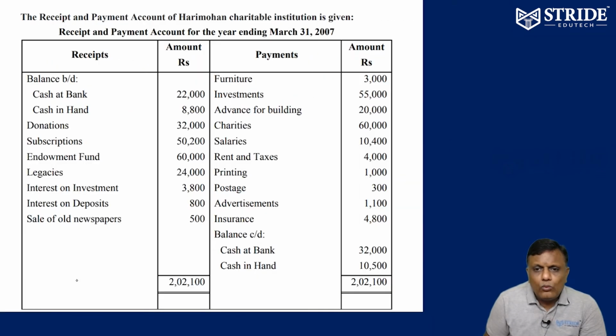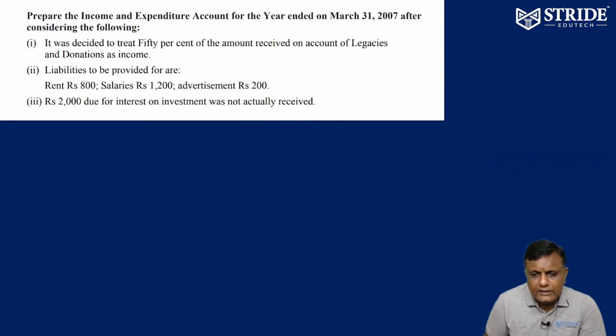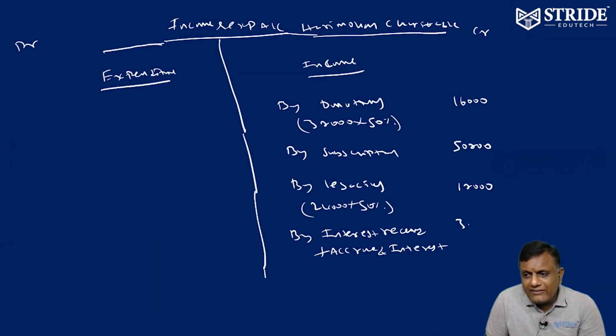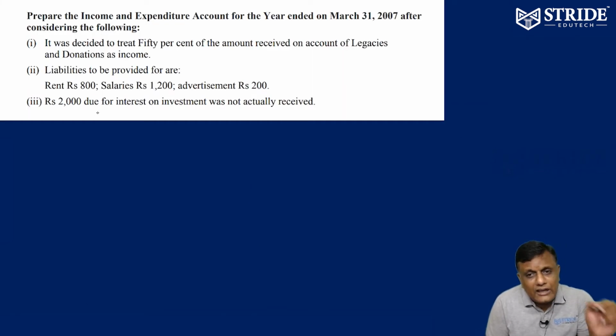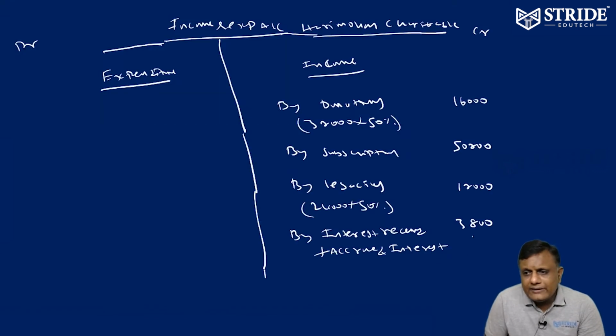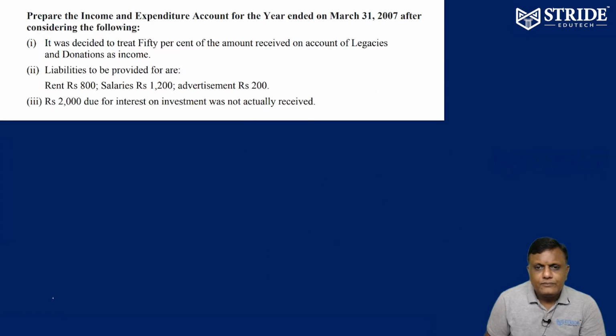Okay, right. What is interest received? 3,800. We have received. What is accrued interest? Interest already accrued. It is yet to be received. How much? 2,000. Therefore, accrued interest is 2,000. We have to post it here. Okay, right. Next.